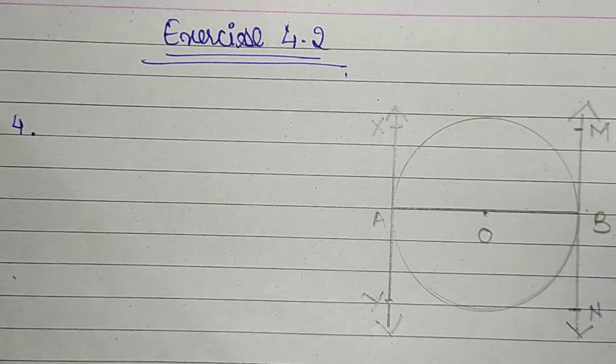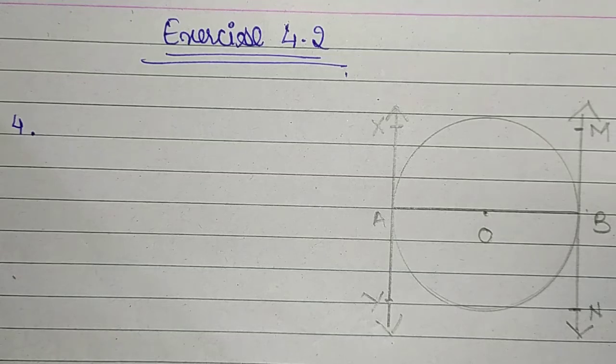Let's continue from where we left in the last class. That is exercise 4.4, fourth main question. Prove that the tangents drawn at the ends of a diameter of a circle are parallel.